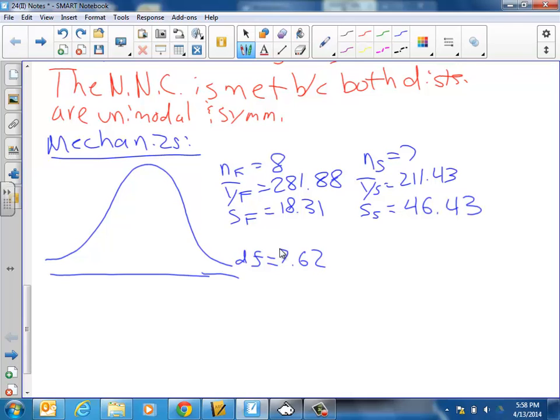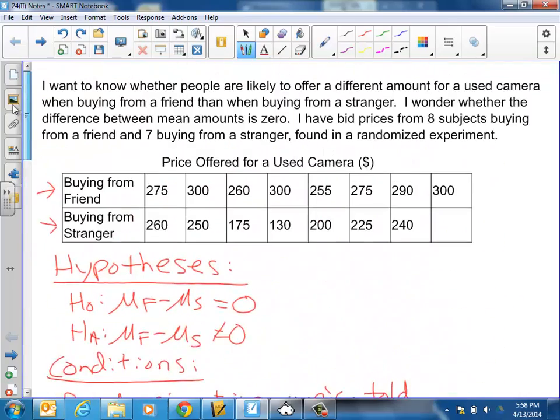Oh yeah, where did I get these? I got all of these from using 1-Var Stats and StatCalc on L1 and then L2 respectively to get that data. All right, so what do we have so far for this t-distribution? Well, look back up here real quick with me.